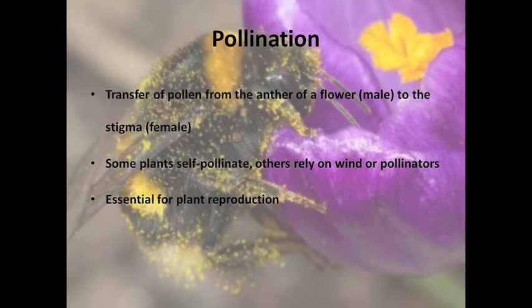Pollination is the transfer of pollen from the male part of the flower, the anther, to the stigma, the female part of the flower. Some plants pollinate themselves or with wind dispersal, while other plants rely on other organisms for the pollination process. Pollination is essential for plant reproduction.